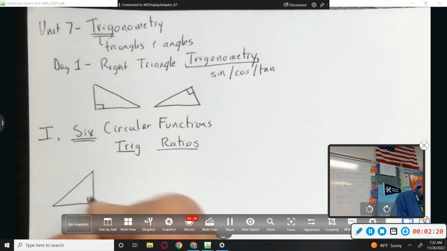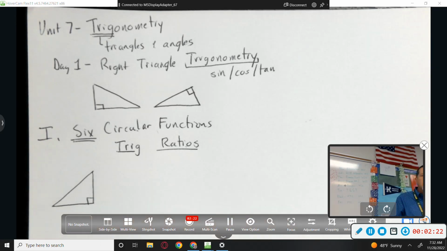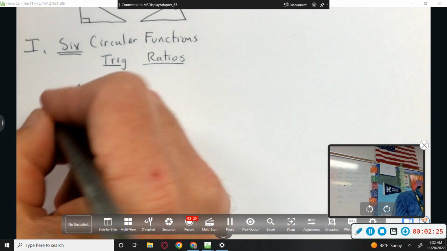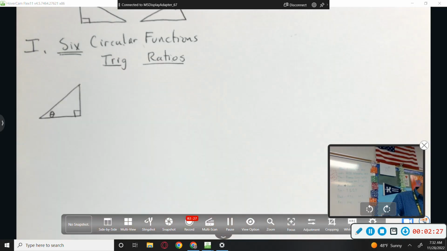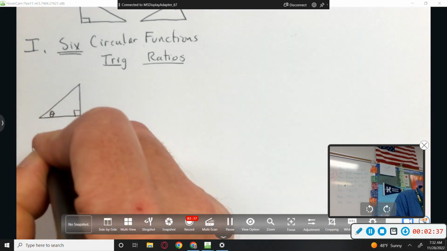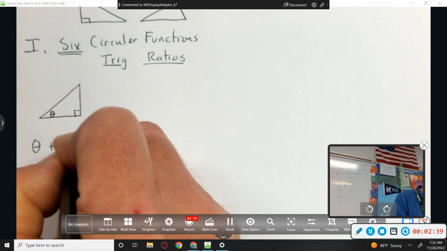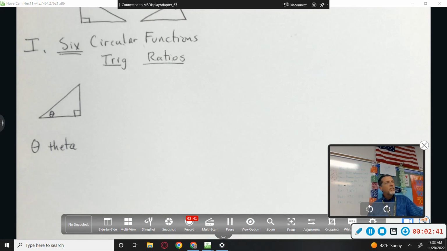All right, let's start with a right triangle. And let's label one of the angles theta. Are you familiar with theta? Have you seen that variable before? No. It's a Greek letter. It's just a variable. A lot of times for angles we use the Greek letters. So we'll call that theta.